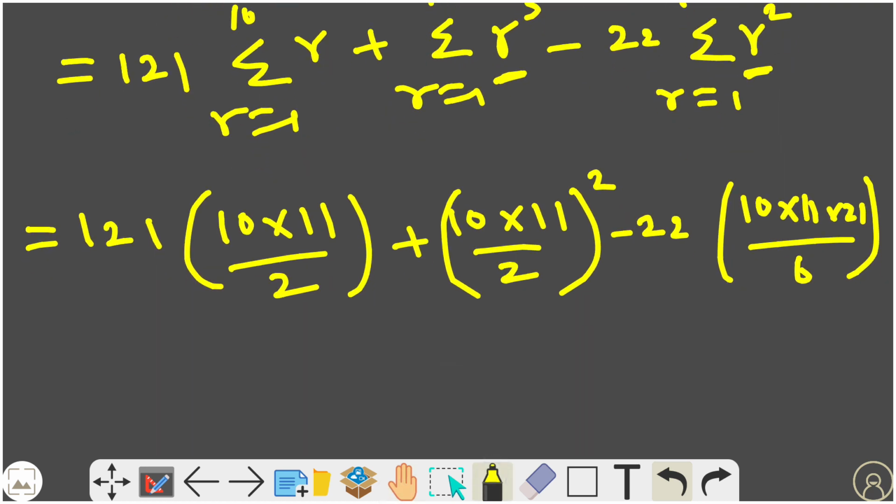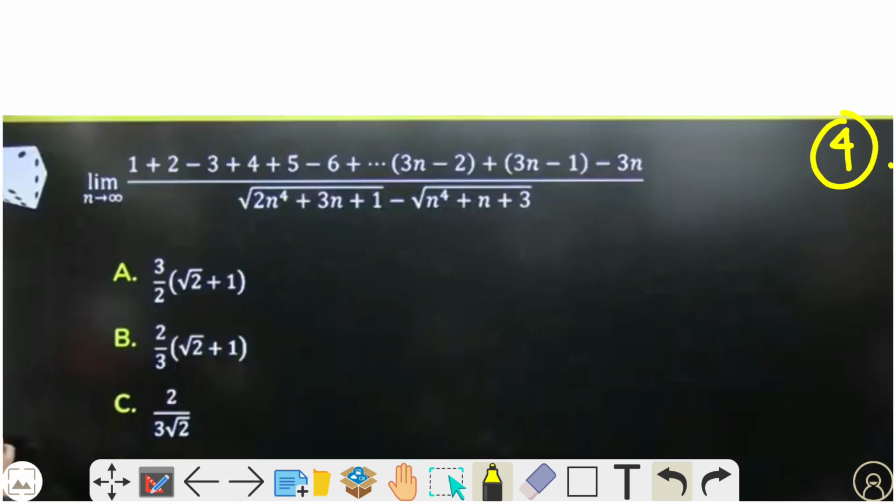Okay, so you just simplify this, and you will get 1210. That is your answer. You have to simplify this. You will get 1210. That is the answer of this question. Okay, so next one, fourth question.